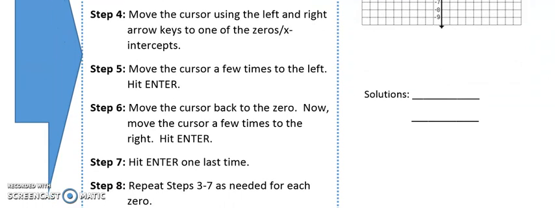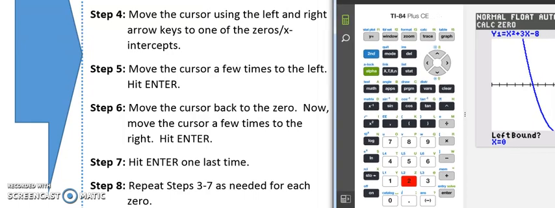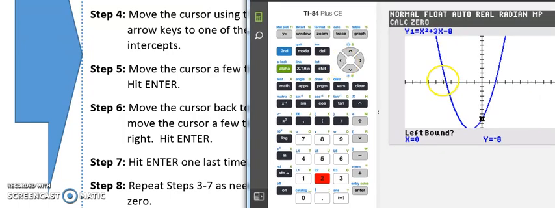Step 4 says, move the cursor using the left and right arrow keys to one of the zeros or the x-intercepts. So I'm going to focus here on the left one first, just because I like to go left to right. That's kind of how I live my life. So I'm going to keep moving this cursor until I get it near the zero. This cursor moves very slow, so I apologize in advance for making you wait. Okay, so I'm about near it, right?